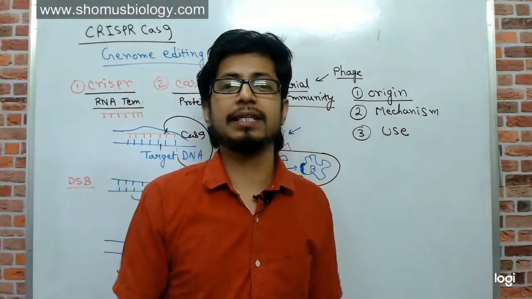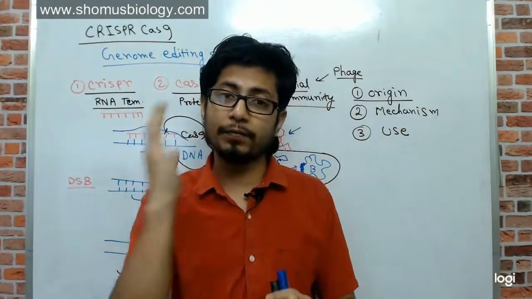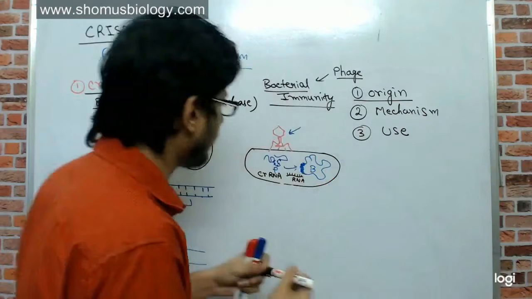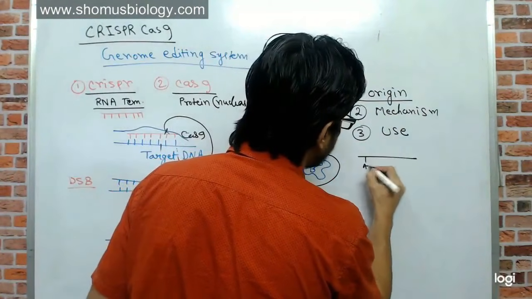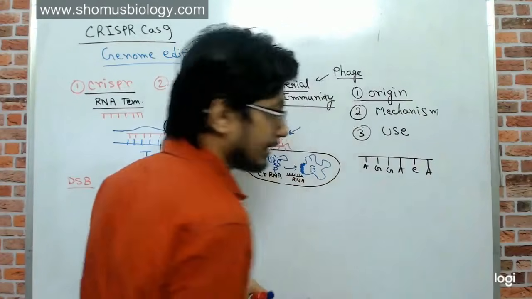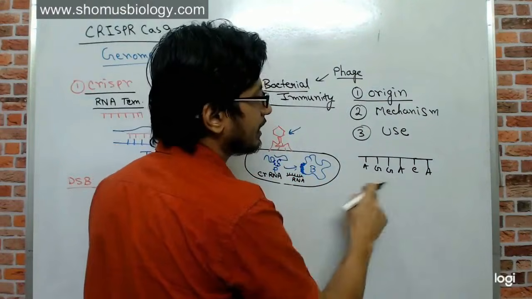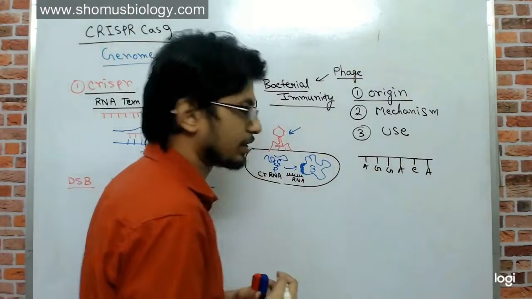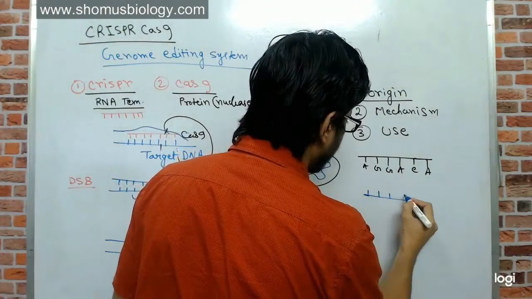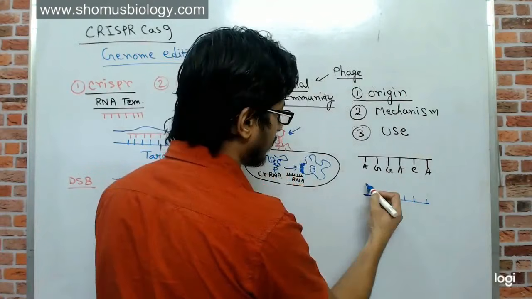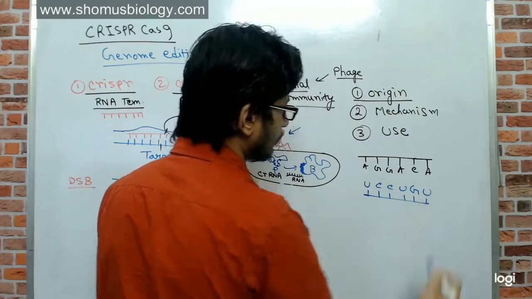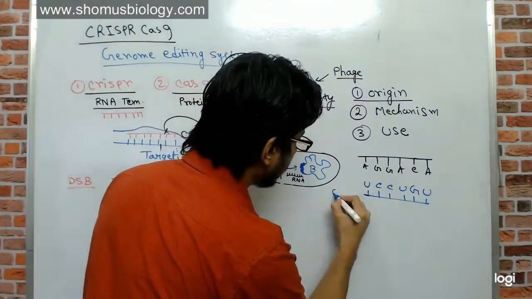So if we modify the CRISPR RNA, or if we can provide a complementary RNA from outside. For example, let's say this is our target DNA, which has something like this. If you want to destroy this particular region, we can design an RNA that contains the complementary structure, that will be U, C, C, U, G, U. So this should be our CRISPR RNA.